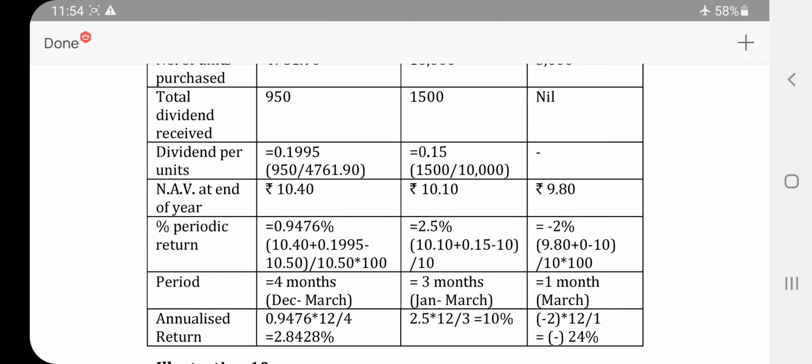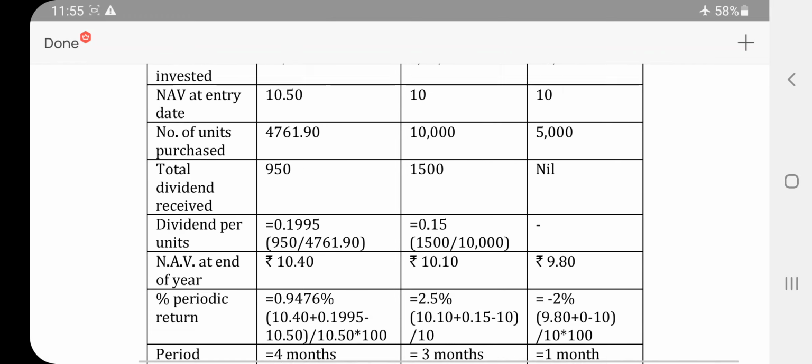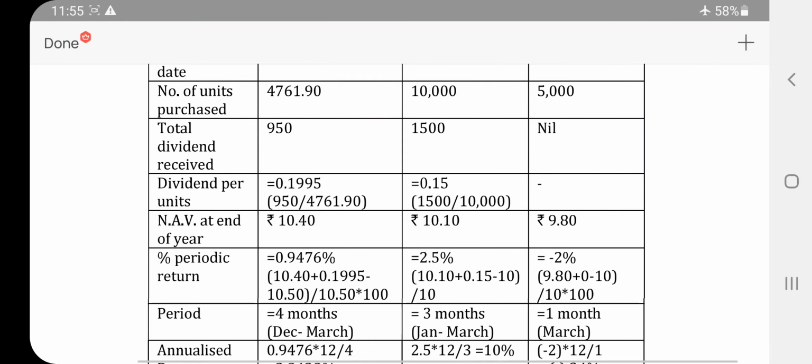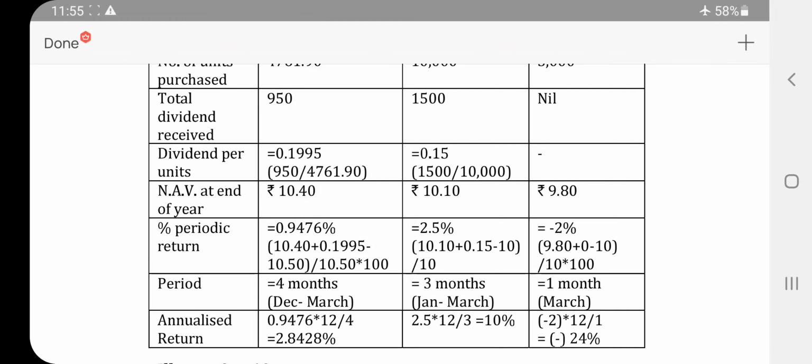So the percentage of periodic return which we need to calculate is: 10.40 is the NAV at the end, plus dividend per unit 0.1995, minus 10.50, which means the NAV at opening. So this is the NAV opening. So closing NAV plus dividend per unit minus opening NAV, divided by opening NAV, multiplied by 100, you will get the percentage periodic return for mutual fund A.